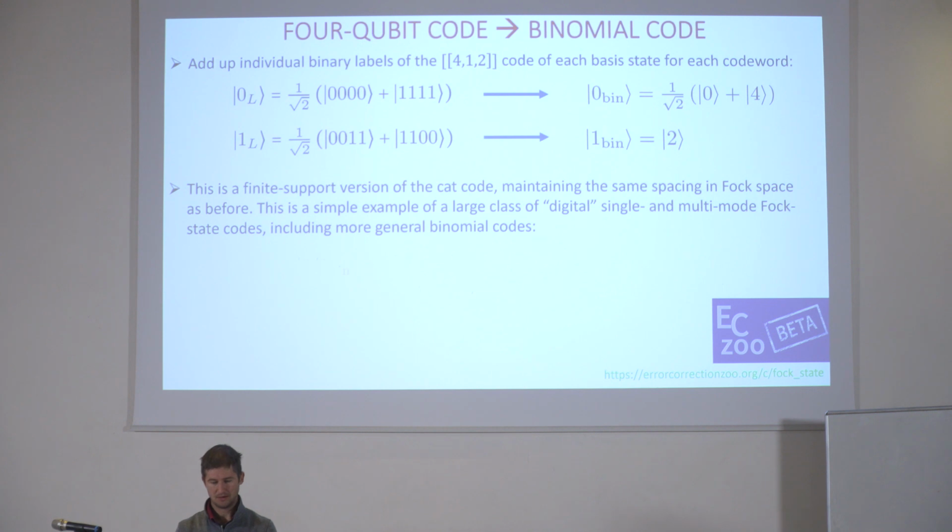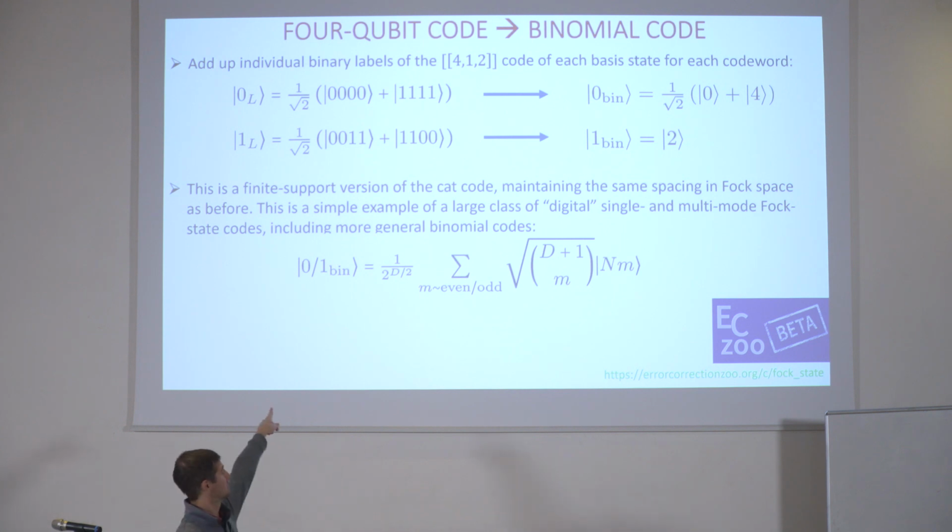And more generally, this is what binomial states look like. If you take plus minus, so the bottom equation should be the plus minus basis, and the top is the 0, 1 basis. No, sorry, this is also 0, 1.